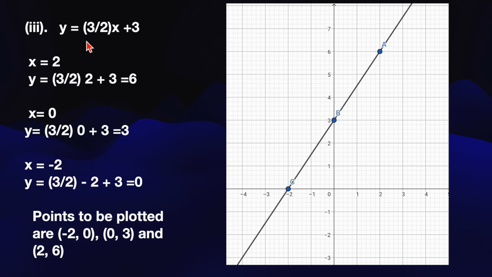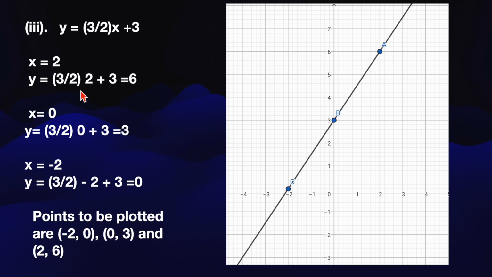Third sum: y = (3/2)x + 3. This is the equation. We are going to find 3 points. Let's take x = 2 here. Why have I taken 2? So that I can cancel out this 2 in the denominator, and you will get a whole number. Otherwise, if you put 1 here, you will get 3 upon 2 plus 3. It will be a fraction, and it is difficult to plot fraction points. It can be done, but it's difficult. So let's keep it simple and try to avoid the fractions.